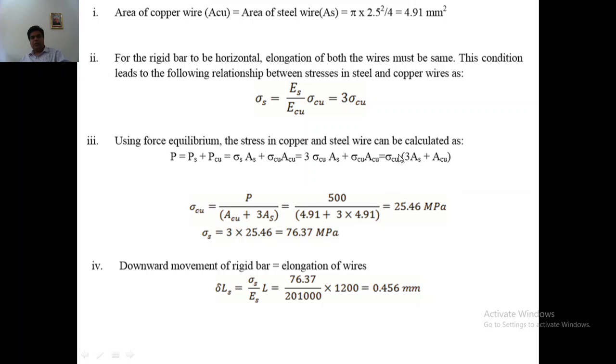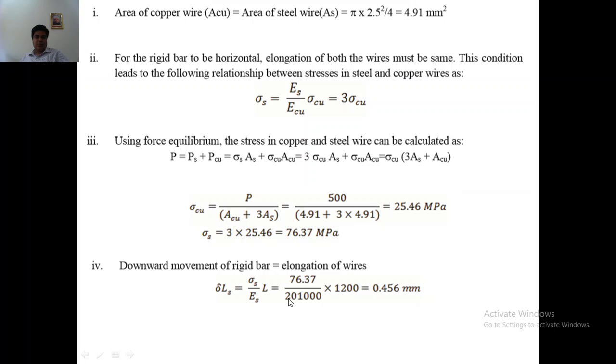The areas of steel and copper are known, and load P is known here. So what will we get? We will get the stress in copper. First we get the stress in copper as 25 megapascal. When you get the stress in copper as 25 megapascal, you come back to this equation, substitute the copper stress value, and you will get the stress in steel. So sigma s is nothing but 3 times sigma Cu. So stress in copper into 3 will give the stress in steel. Using these two equations, we can find the stresses in copper as well as in steel wires.